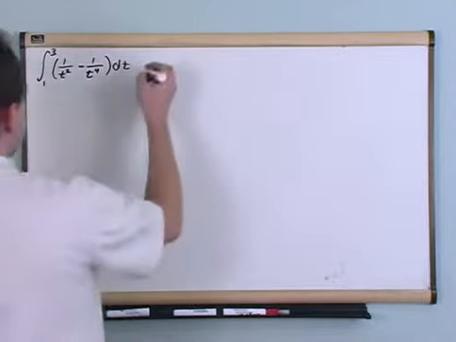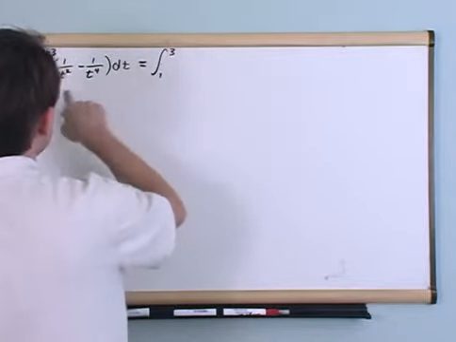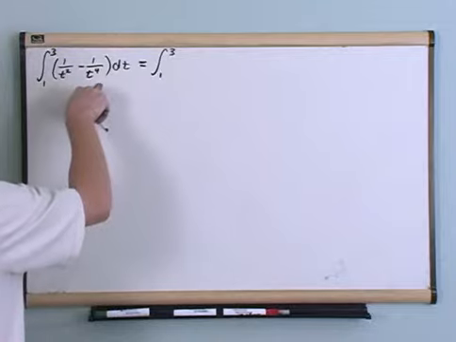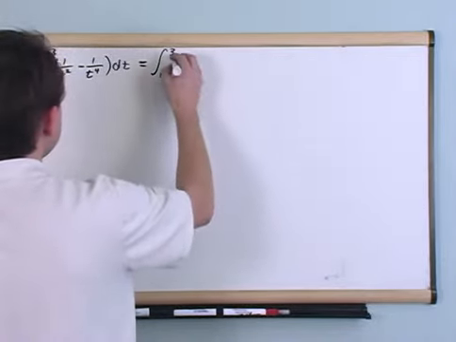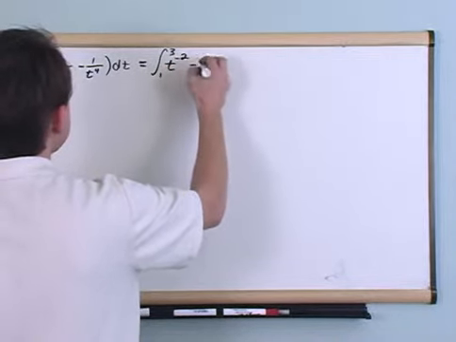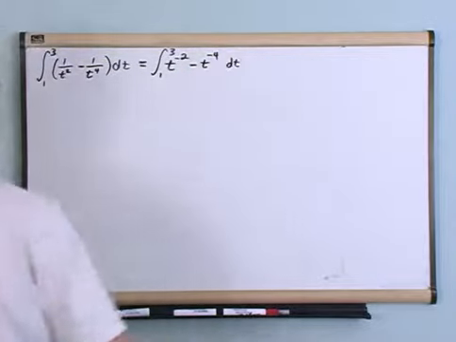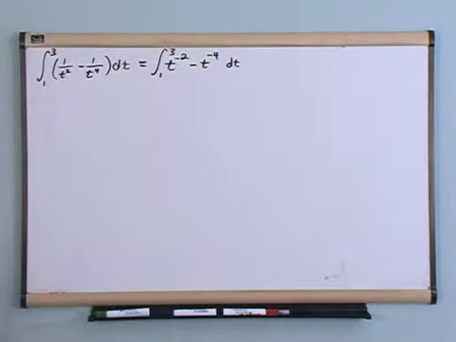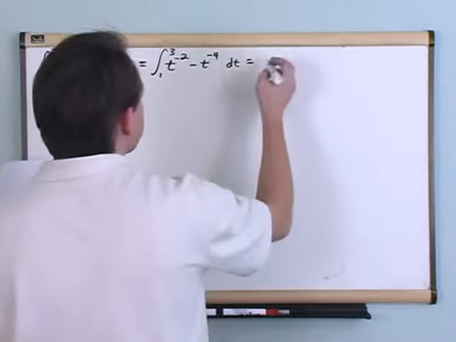Now, what I like to do when I see a problem like this, I've been saying it over and over again, is I like to write these in terms of exponents instead of in terms of fractions. So then this would be t to the minus 2 power minus t to the minus 4 power dt. That's equivalent. That's exactly the same thing. And when I write it this way, it becomes much easier.